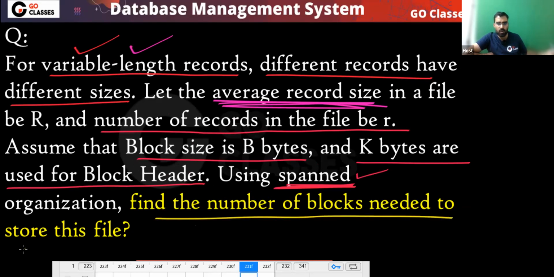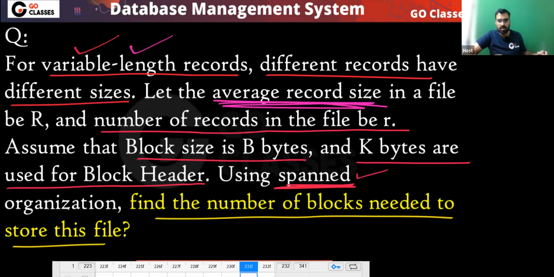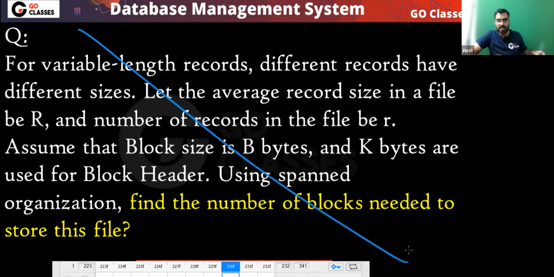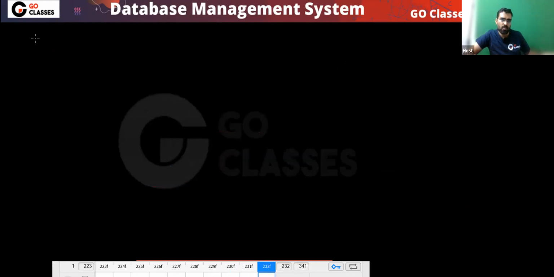Then the number of blocks that we need. So your answer will be, actually this question we have already done. So anyway, what is your answer? The number of blocks: you can see the blocking factor first. The blocking factor will be what?